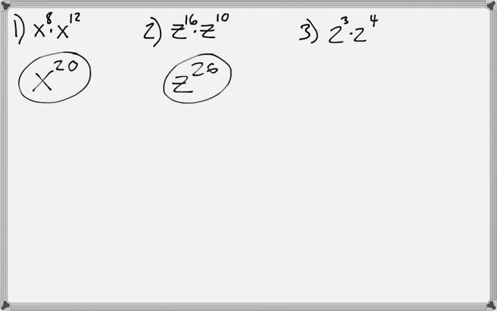3, we have 2 to the 3 times 2 to the 4. These are like bases. So you copy the base 2, add the exponents, and that's 7. And then if you actually type out 2 raised to the 7th, then you get 128 as your answer.